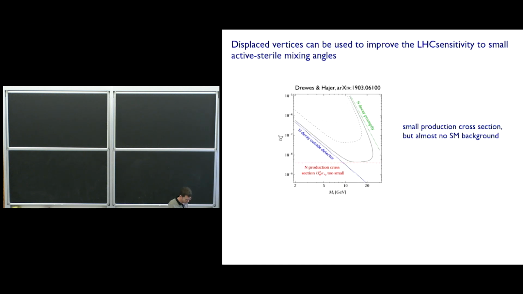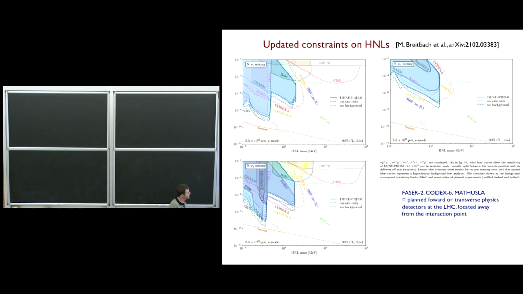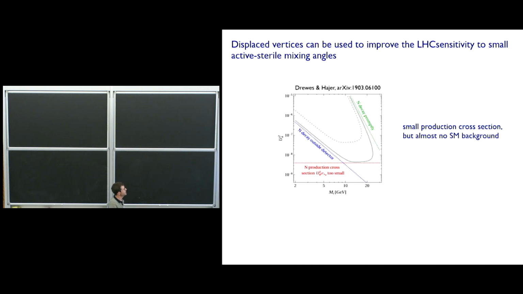These limits are limited by the fact that the production cross-section is proportional to the active sterile mixing angle squared. But you can do better than that if you look for displaced vertices. Displaced vertices means that when the two proton beams collide, you produce a long-lived particle that decays away from the interaction point. Sterile neutrinos can be long-lived precisely if the active sterile mixing angles are small, because their decay width is proportional to the active sterile mixing angle squared.